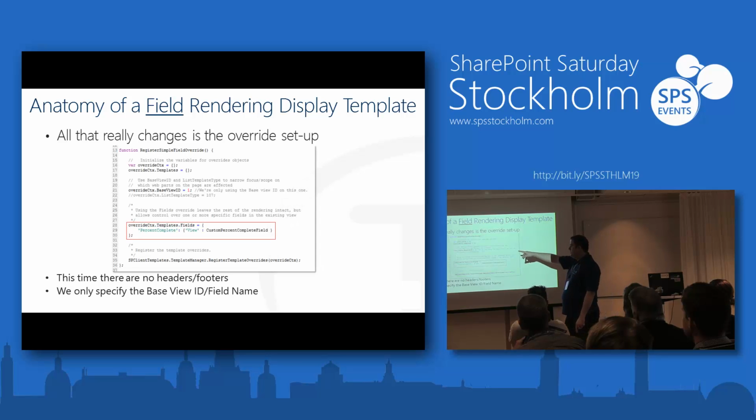We still have the base view ID. We don't need to use the list template type because basically it will apply it to whichever field you're putting in. The important thing is the way we build this field object. So again, we're using the internal name.